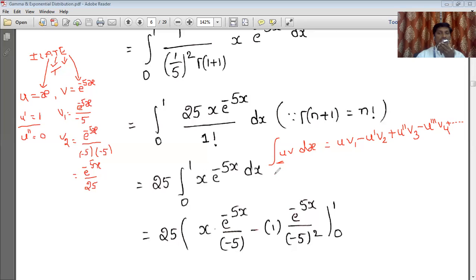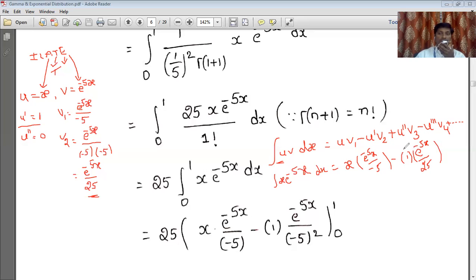Now we can substitute those things here. So the integral of x into e power minus 5x dx is equal to, simply what we can write. So u is nothing but what we chose, x, and v1 is nothing but one time integration, that is e power minus 5x by minus 5. Next, minus u dash, which is what we got there, 1, and v2, which is nothing but what we got here, e power minus 5x by 25. So this is the one. Okay, so this one we got.